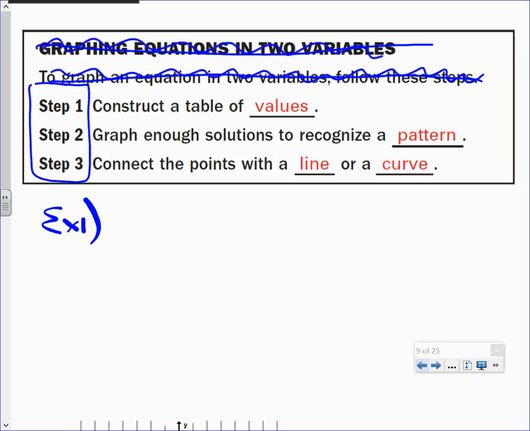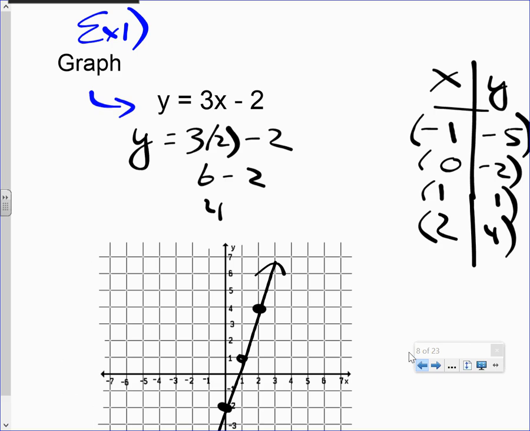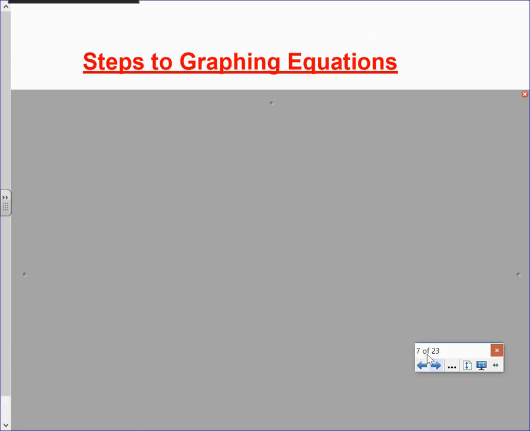Steps to graphing equations. Here we go. Right there. Steps to graphing equations is the title. I'm good at this? Okay.